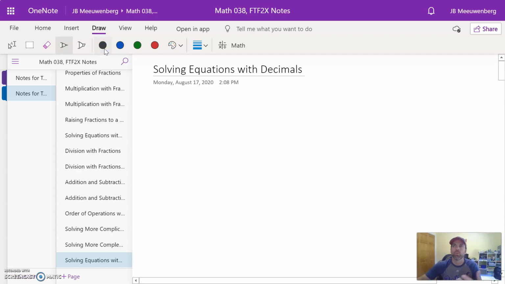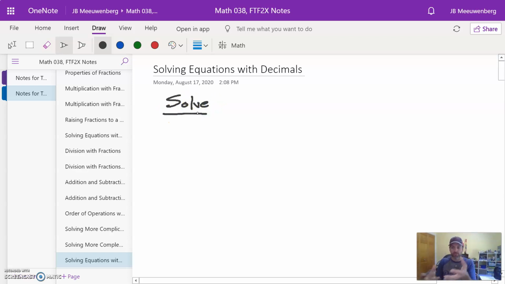The more ways we see a problem, the better we get at solving that problem. The more different ways, the more looks, the more visuals, the more situations you can put yourself in to solve a problem, the better you're going to be at it. And so that's why we're going to look at solving some equations now that have decimals in them.